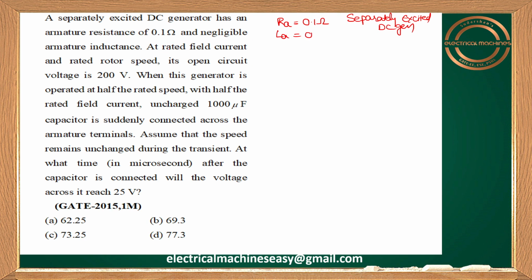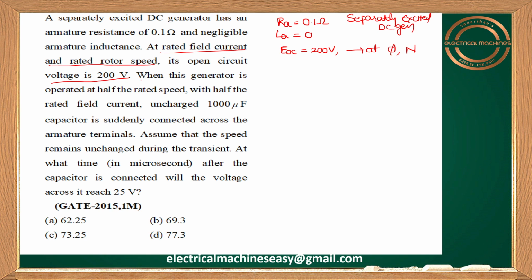And at rated field current and rated rotor speed, its open circuit voltage is 200 volts. So he has given the open circuit voltage as 200 volts. This is the voltage at rated field current and rated speed. Rated field current corresponds to flux, which I'll take as phi, and rated rotor speed I'll take as N. So whenever speed is N and flux is phi, that is rated speed and rated field current, your EOC value is 200 volts.